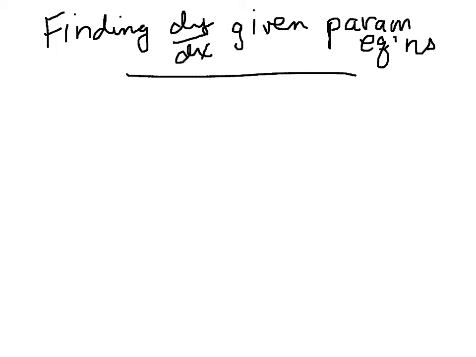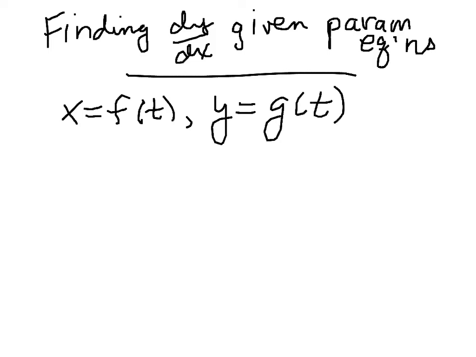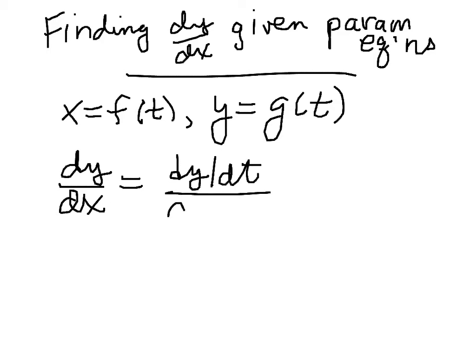So suppose we want dy dx when we're given x is equal to f of t and y is equal to g of t, and we want dy dx. Well, it's really quite simple. Dy dx is simply dy dt over dx dt. And when we do that, we'll get an expression that involves t. So let's look at an example of this.